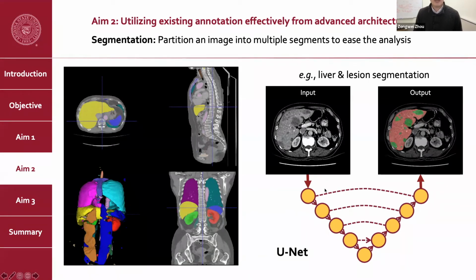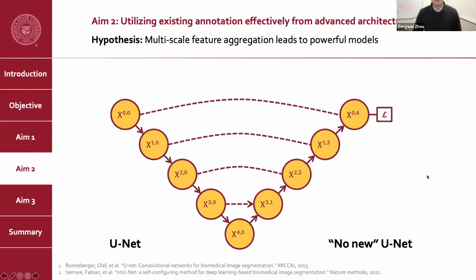UNet has two major parts. One is the encoder, and the other is the decoder on the right. The encoder will map the image into the deep latent feature space, and the decoder will map the features into the segmentation mask. So let's take a closer look at this architecture.